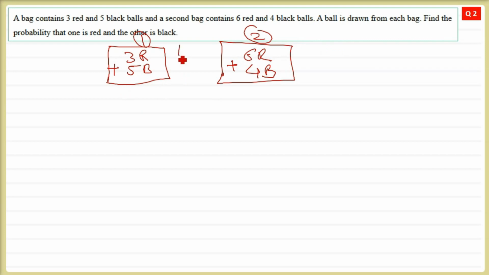From the first one, red can come. The second can also give the red. So R1, R2. 1 and 2 represent first bag and second bag.